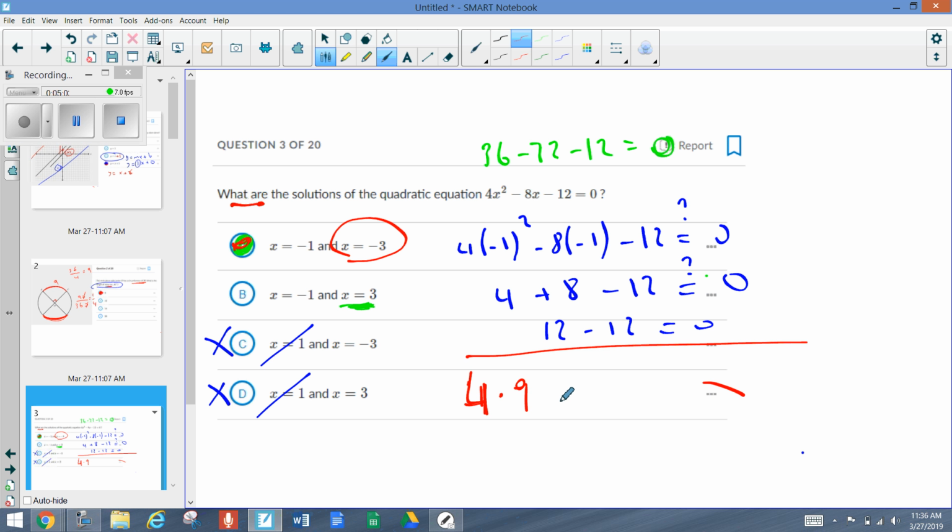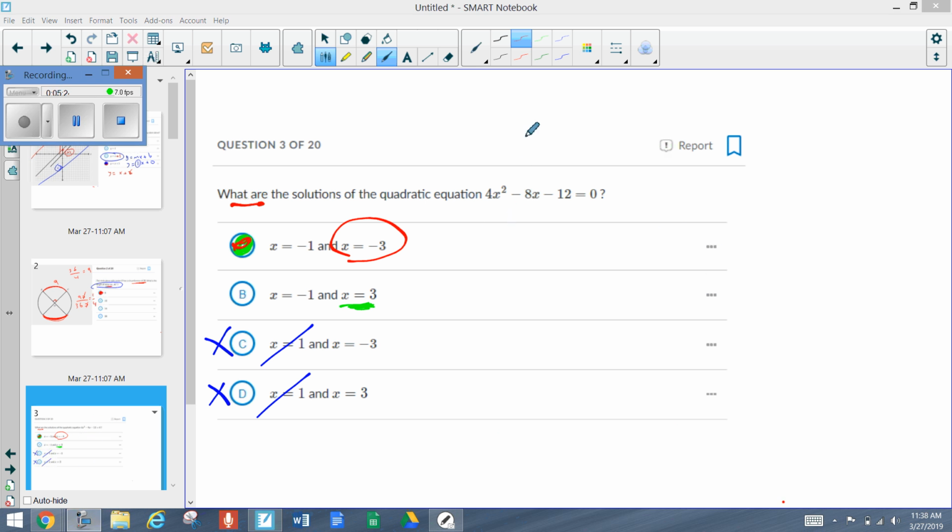And minus 8 times negative 3, 2 minus, right? Minus 8 times negative 3, 24. And minus 12. 36 plus 24 minus 12 is not equal to 0. Let's start it over. We made a mistake.